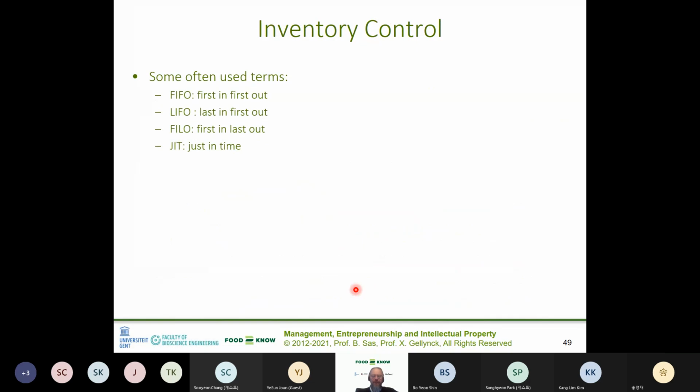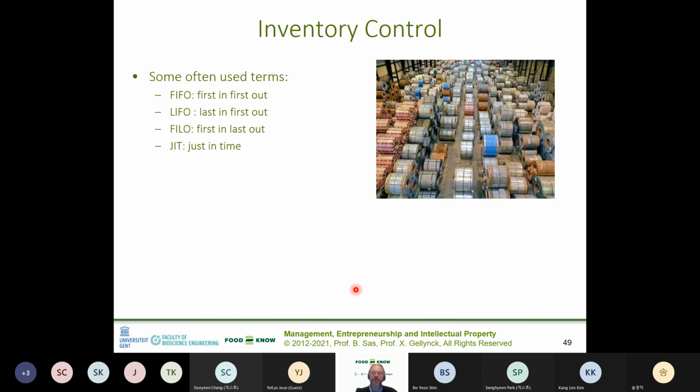Inventory control, important terms that you have perhaps already heard of: first in, first out, last in, first out, just in time, just ordering so that the products arrive just in time to be used. So you don't basically need warehousing or a large building to stow away all these raw materials.